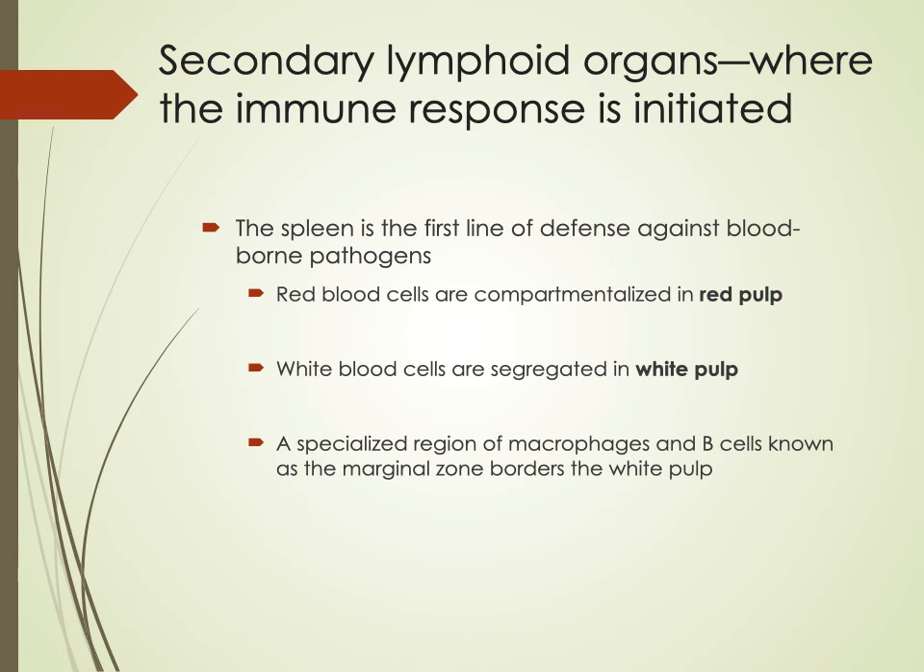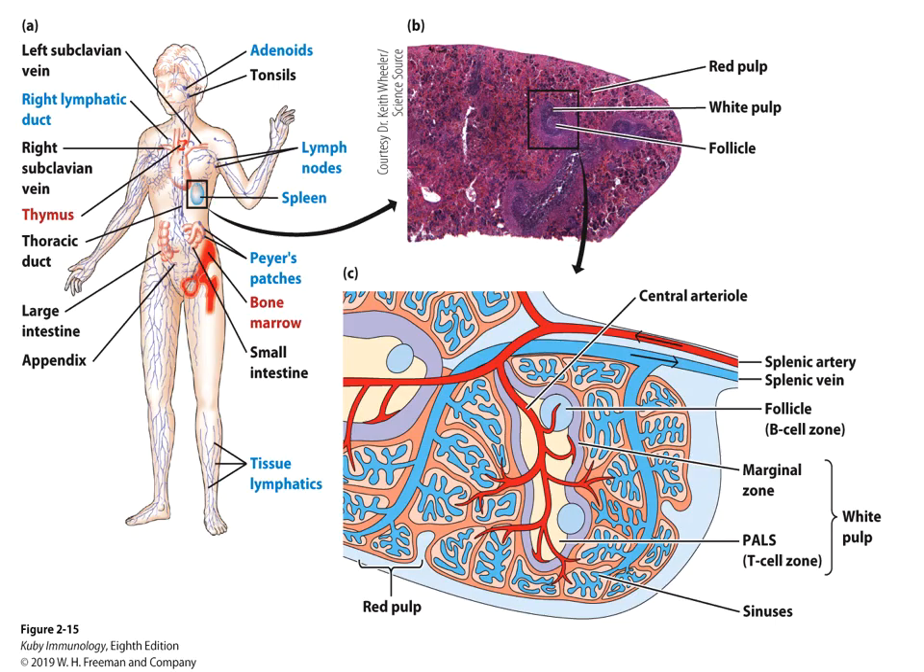In between that, there's the marginal zone that borders the white pulp. So this is a specialized region where we find high concentrations of macrophages and B cells. So we're going to look at our spleen here. In panel B, we can see how we have those different areas.